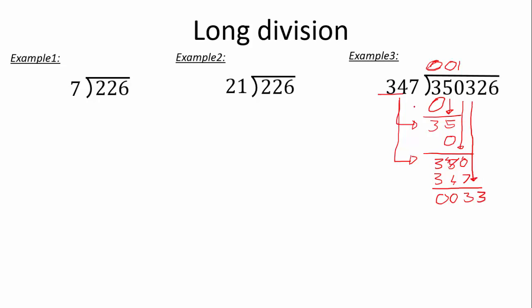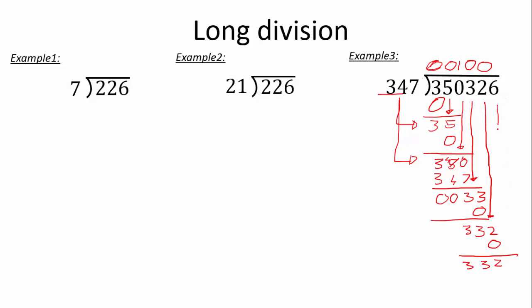We add our 3. How many times does 347 go into 33? 0. 0 times 347 is equal to 0. So we're going to minus these 333. We're going to bring down our 2. Here it comes. How many times does 347 go into 332? 0 times. So we add a 0. That times 0 we know is going to give us 0. We do this again. 332 minus 0 is 332.